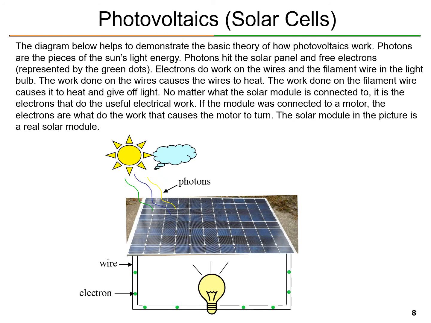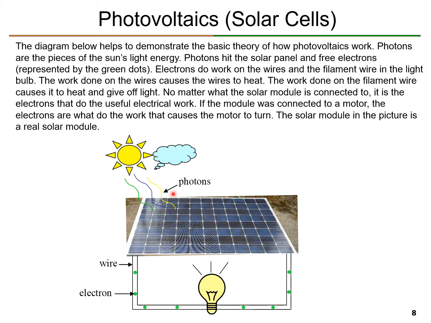Photovoltaics is the science or the technical name for solar cells, in terms of their science. But we often use solar cells and photovoltaics interchangeably. This diagram down here helps to demonstrate the basic theory of how photovoltaics or solar cells work.